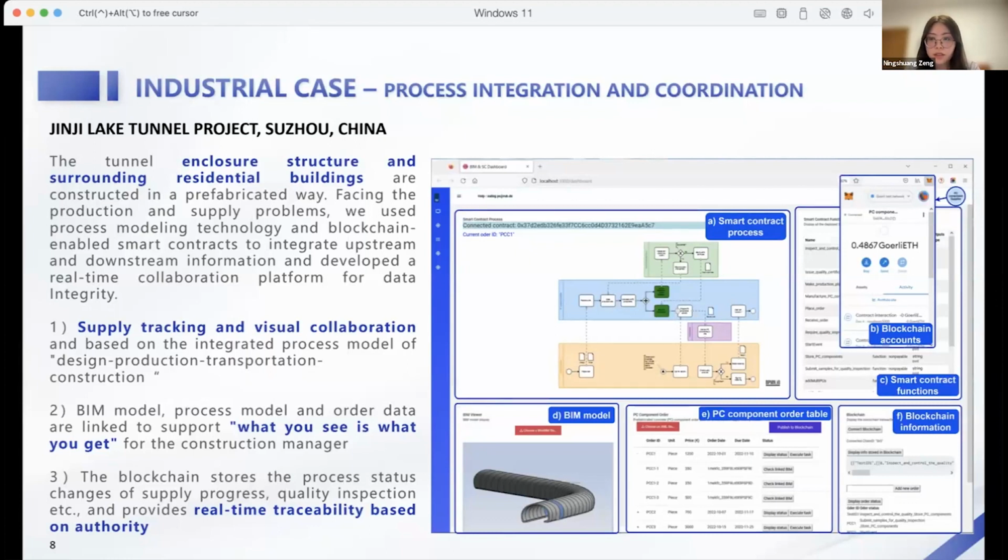As you can see here, on the right area is about the blockchain transactions and smart contract data. And the smart contract works as the workflow engine. And every change of the process will be stored in the blockchain.